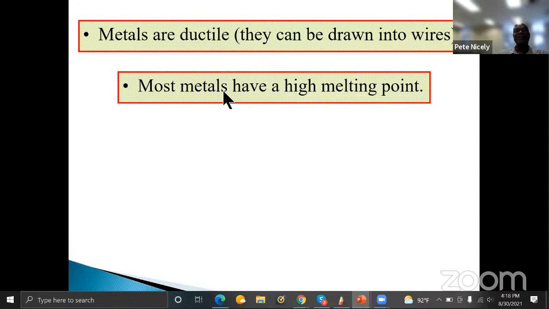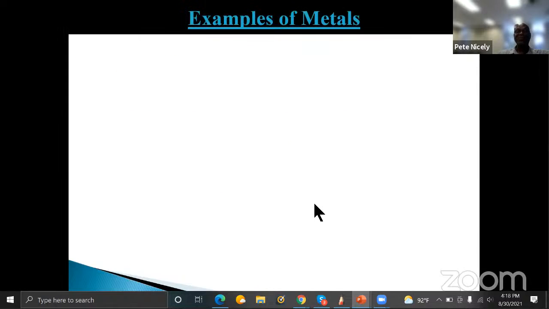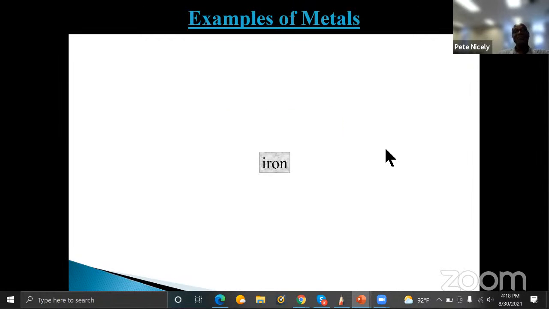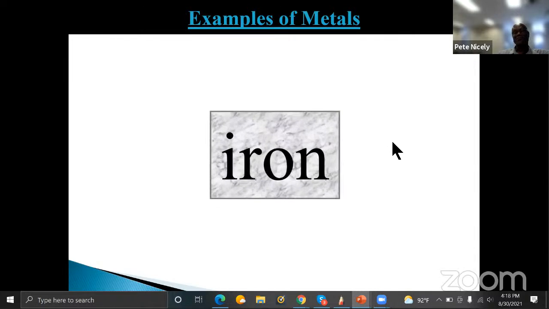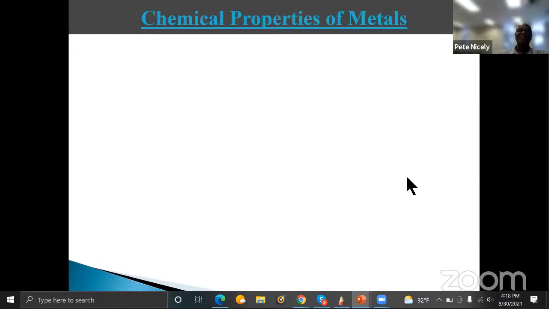And most metals have a high melting point, which correlates to what we said before about metals being solids under normal room temperature conditions, all right? So these are some properties of metals, and they tend to have high densities. So that's another important property of metals, all right? So those are the properties that are associated with metals. And just to give you some examples of metals, you have gold, you have iron, lead. So these are just examples of metals, all right?